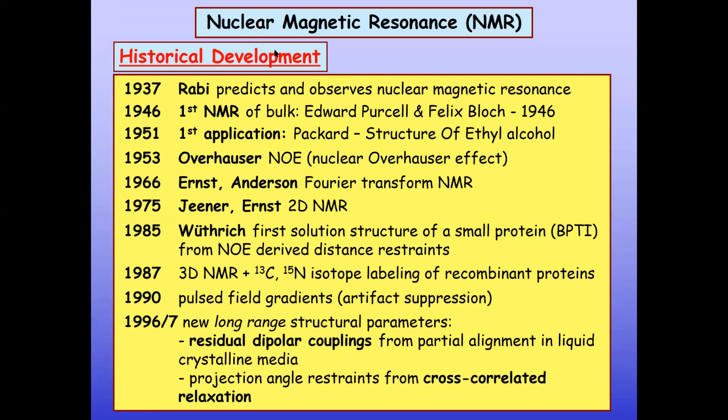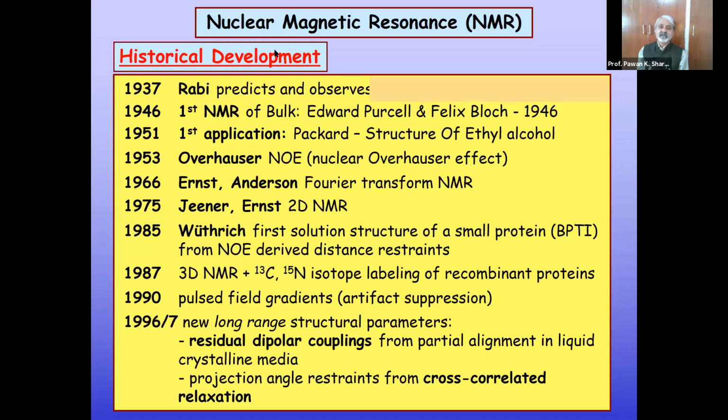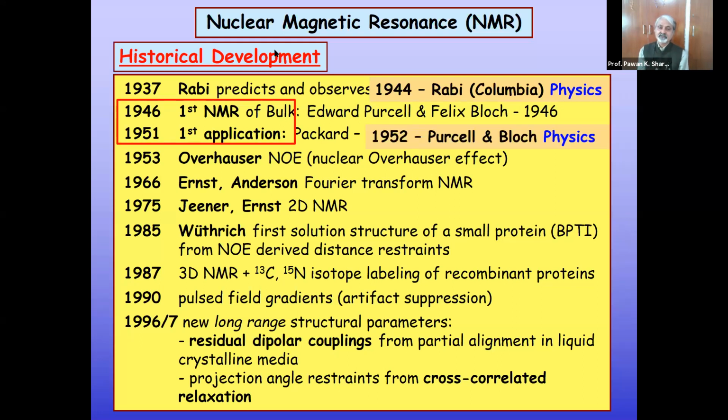Now look at the outcome for the general public. You see, Rabi got the Nobel Prize in Physics in 1944. And Purcell and Bloch got the Nobel Prize in Physics in 1952. Now here it is very, very important. 46, the first NMR of bulk, 51, the first application to prove the structure of ethyl alcohol, which we already knew at that time. But within 1 year of the first application and within 6 years of the first NMR of bulk, Purcell and Bloch were given the Nobel Prize.